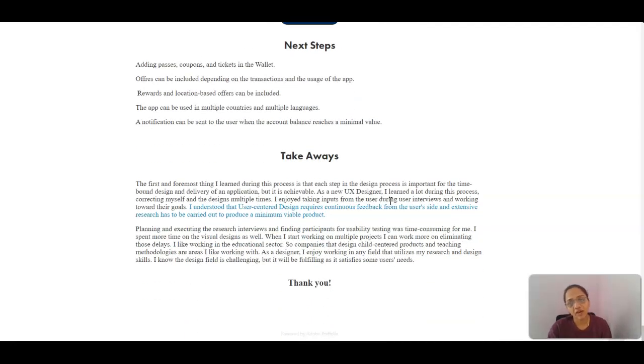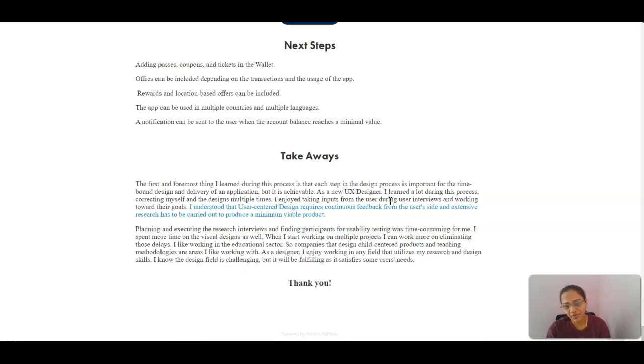And what I have learned while designing an app that sends money internationally is that the design process is important in every field, from the beginning, from the competitive analysis to the final prototyping. And the important thing is that for the time bound design and delivery of an application, good planning is required. And even if it is challenging, it is achievable.